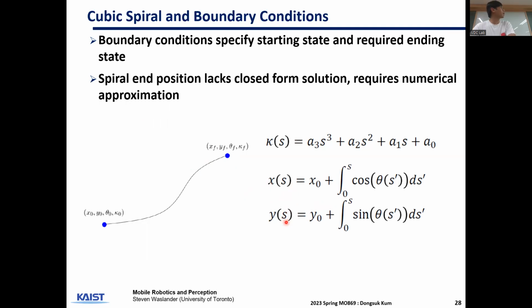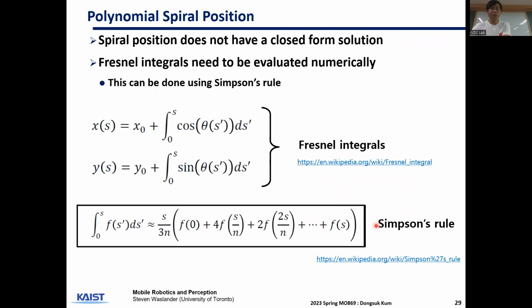To get the X and Y term, you require an integration of the cosine and sine functions. And to implement it, you require numerical approximations. Here, again, spiral positions do not have any closed form solution. So Fresnel integrals, the integrals before, usually need to be evaluated numerically, which can be done using Simpson's rule, where you approximate the integral with a number of endpoints.